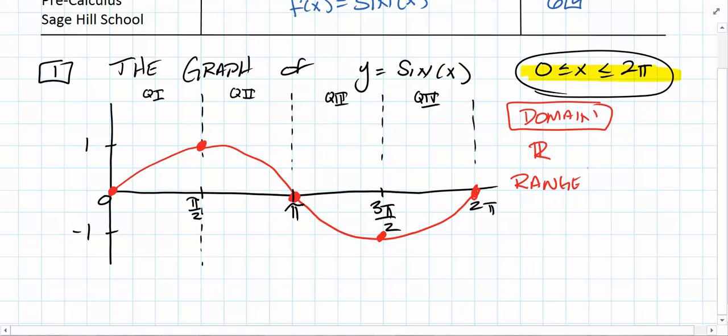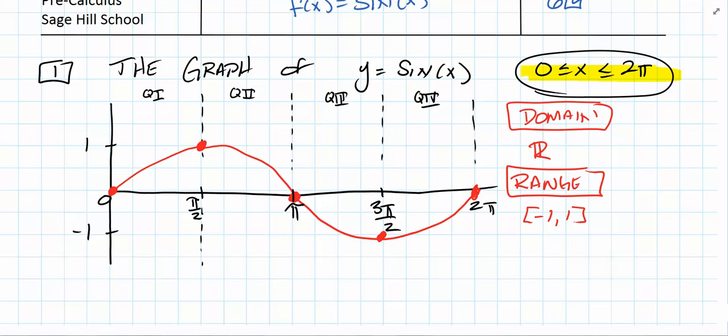All right, let's talk about the range then. What's the highest output I could get? 1. What's the lowest I could get? -1. So my range is stuck in between -1 and 1. And I just used interval notation to describe that, -1 to 1. All right, I've got domain, I've got range, so far so good.